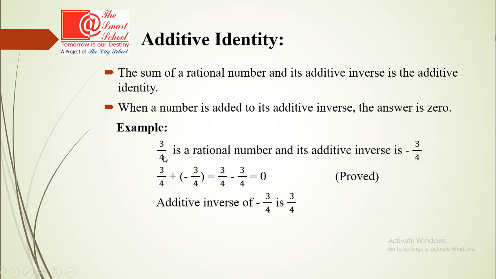Like 3 over 4 is a number and its additive inverse is minus 3 over 4. Or suppose 5 is a number, so its additive inverse is minus 5. So if we add 3 over 4 with minus 3 over 4, the answer is 0. So it is proved now.